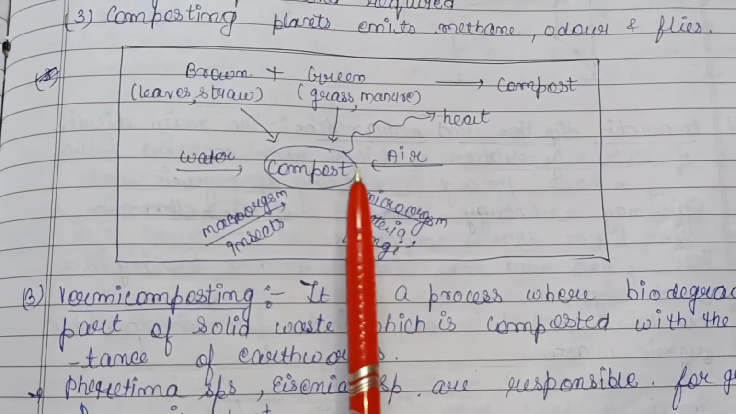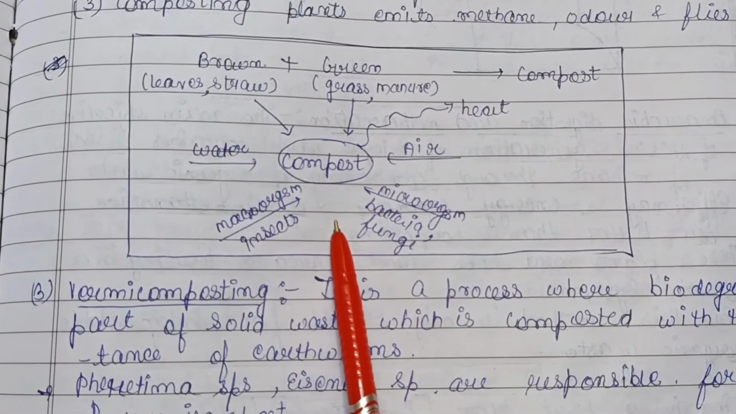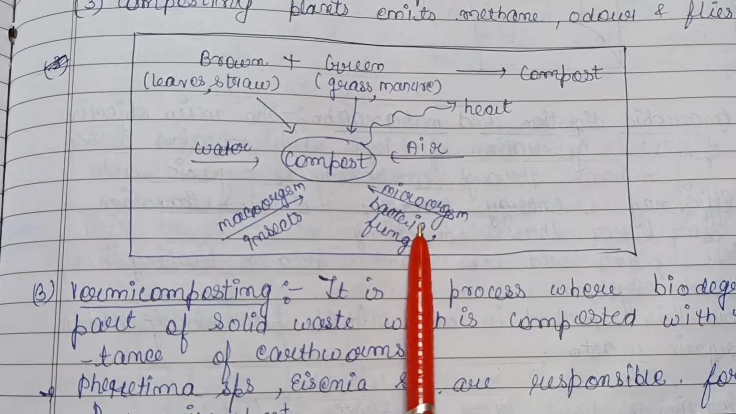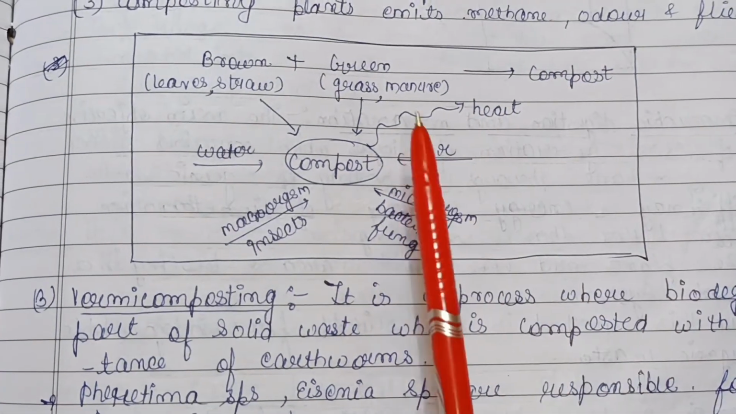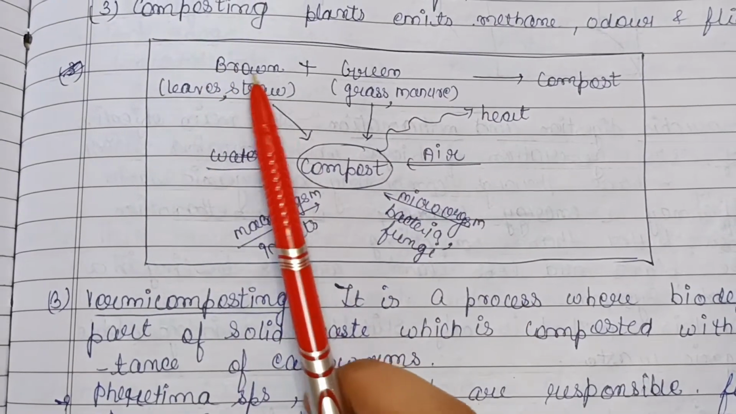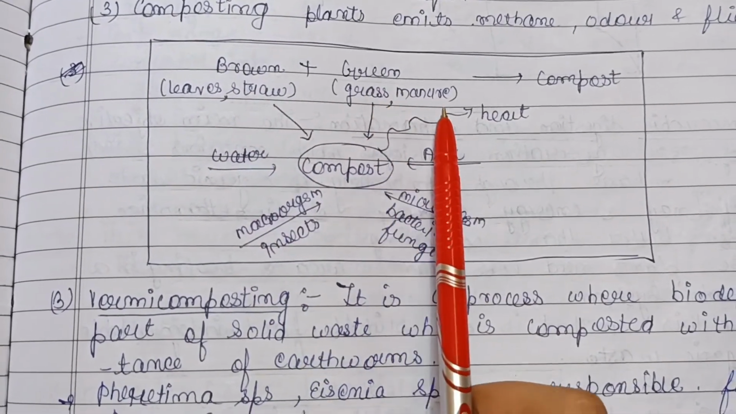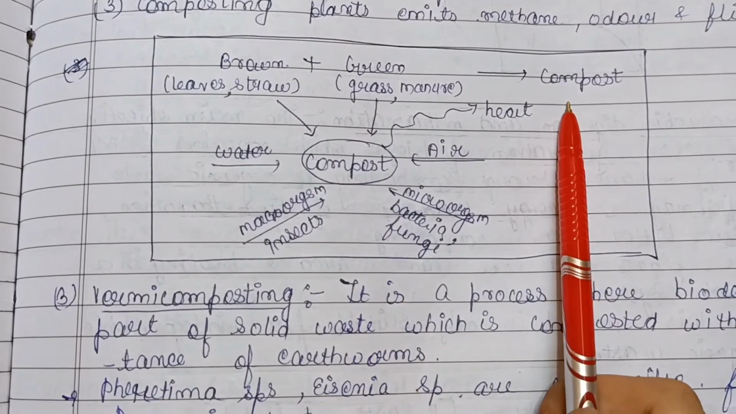So here in compost, macroorganisms, insects are there, microorganisms, that is bacteria and fungi, are there. Okay, water is required, air is required, heat is released. Okay, brown leaves, that is straw, and green, that is grass or manure, are added, and at last compost is obtained.